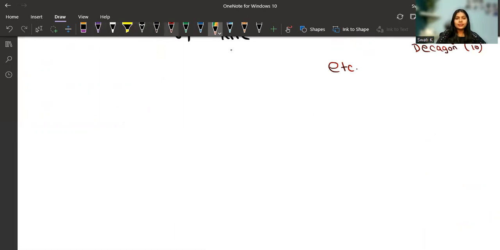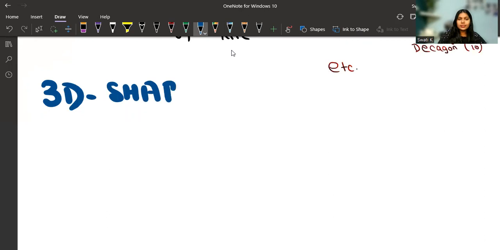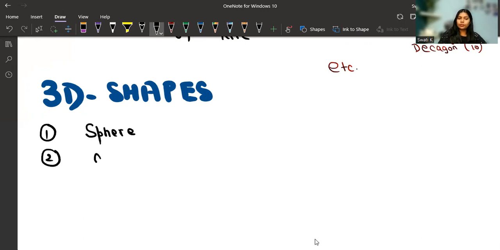Now let's move to the next shapes, which are 3D shapes. Again for 3D shapes, if you think I'm missing something and you know some more shapes, please let me know in the comment section. I'm starting with the first one, which is sphere. Next one is cuboid. The next one is a cube.